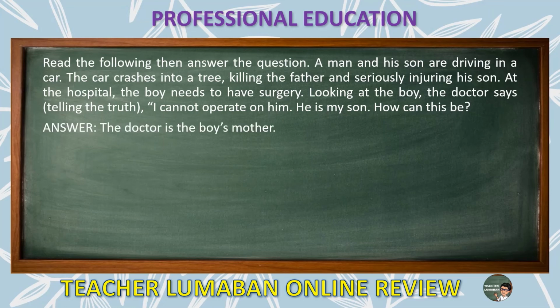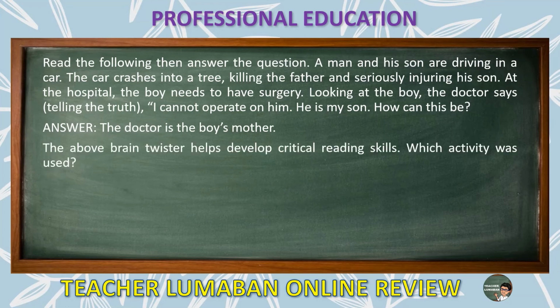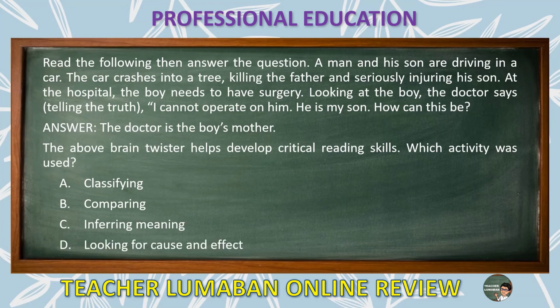The above brain twister helps develop critical reading skills. Which activity was used? Letter A, classifying. Letter B, comparing. Letter C, inferring meaning. Letter D, looking for cause and effect. Choose the suitable answer based on the given choices in 5 seconds. 5, 4, 3, 2, 1. The correct answer is letter C, inferring meaning.